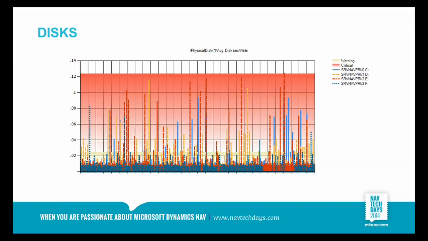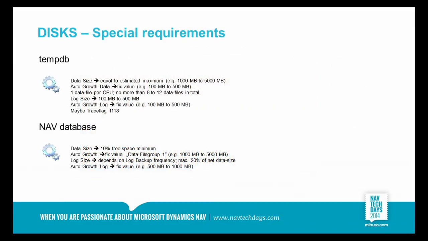What matters is the average within a representative period. So when we monitor for 2 hours or something, we have to look at what the average is in these 2 hours. That is telling a story. There will always be exceptions, and again, this is normal. We have special requirements for the TempDB and database regarding the configuration.